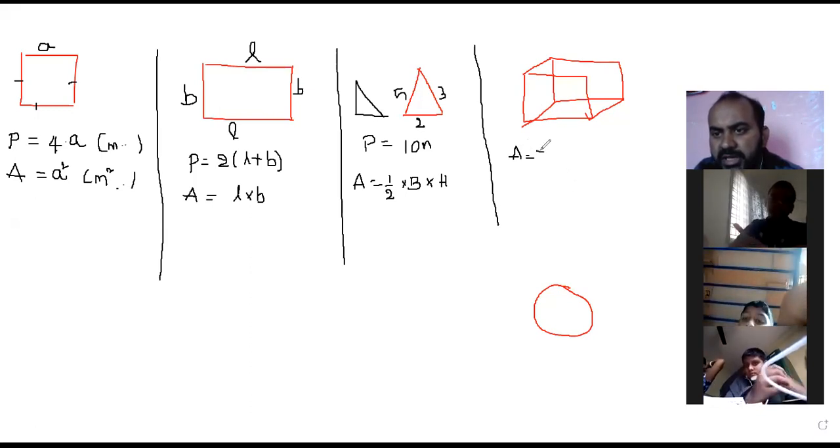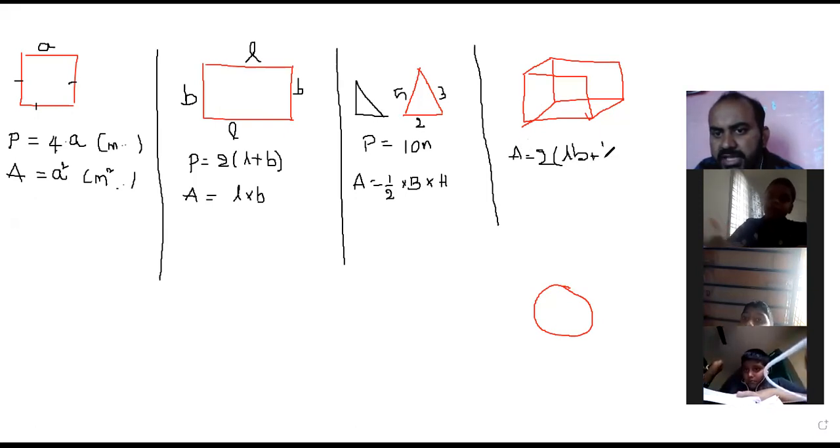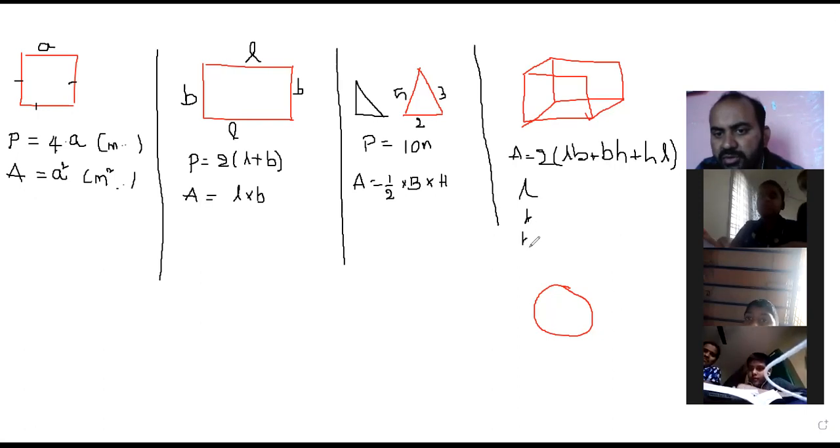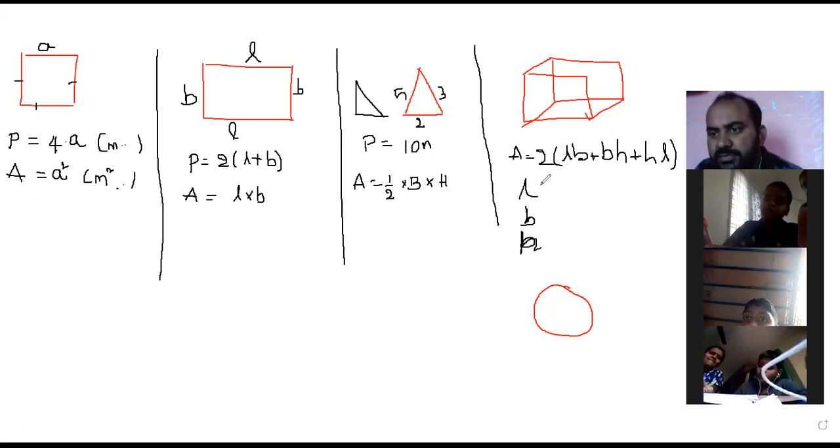Area of the cuboid is 2 into LB, BH, and HL. How to find the solution for the cuboid? They will give the L value, B value, and H value. They will give these three values individually: L value is this, B value is this, and H value is this.